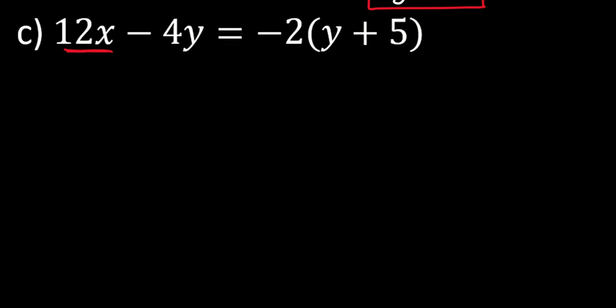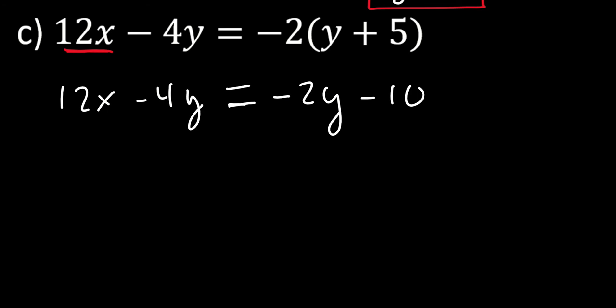I'm going to go ahead and begin by distributing on the right hand side. A negative 2 times y is going to be negative 2y, and a negative 2 times 5 would be negative 10. On the other side, I had the 12x minus 4y. I'm going to add 4y to both sides, so I get 12 times x equals, let's see, if I add 4y to both sides, there are no y's left on the left-hand side, and a negative 2y plus 4y would give me 2y on this side minus 10.